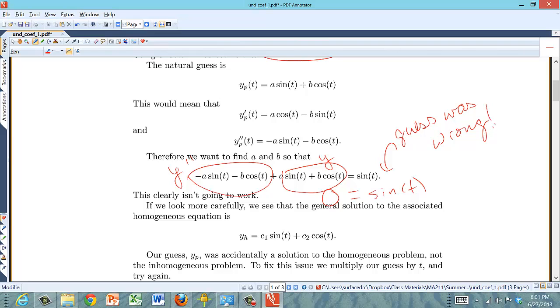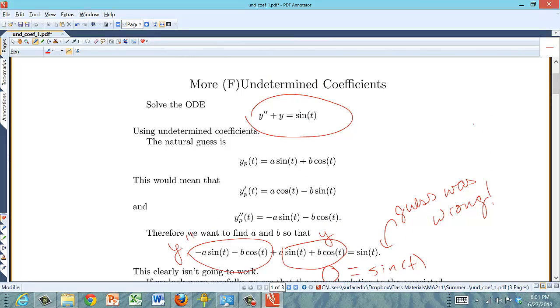So if we look carefully at the original ODE, remember it was y double prime plus y equals sine t. Let's just solve the associated homogeneous equation first. Now you're going to need the general solution to the associated homogeneous equation anyway, if you want to write the general solution to the inhomogeneous equation. So let's just go ahead and solve it first.